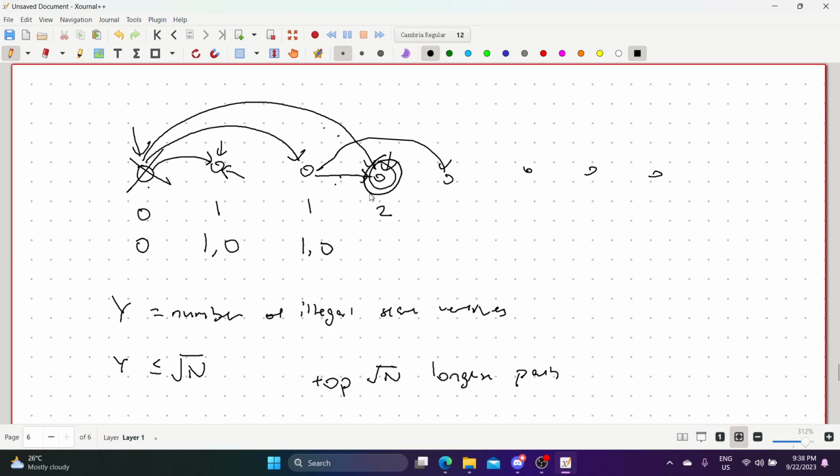Then for this one, the longest path is, if we merge from here, it will be 2 and 1. Then if we merge from here, it will be 1. So this means that if we start from 0, we can get a path of length 1. If we start from 1, we can get a path of length 1. But if we start from 0 and then go to 1 and then go to 2, then we can get a path of length 2.